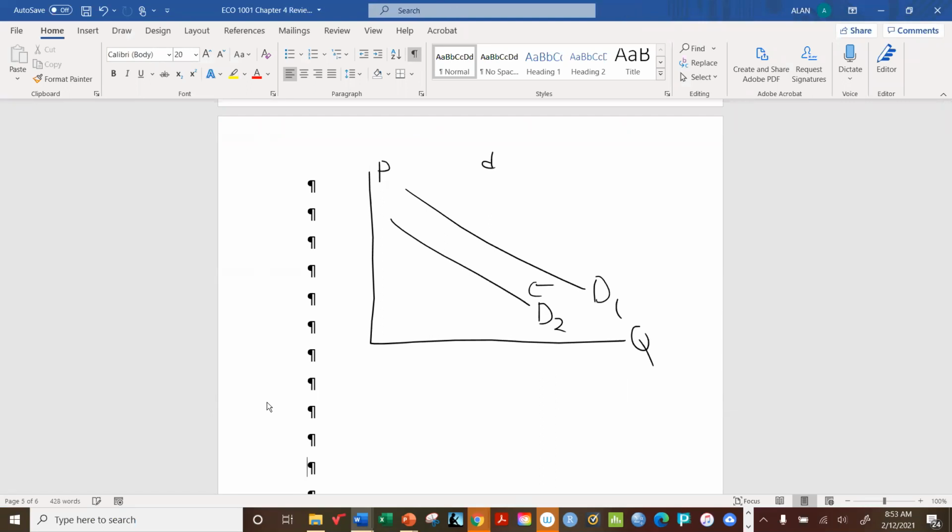Okay, so this is meant to represent a decrease in demand, which is a leftward shift. And that, of course, has to be caused by something other than price changing. So, whereas, let's say, previously at $10, people were willing to buy 100 units of this product.